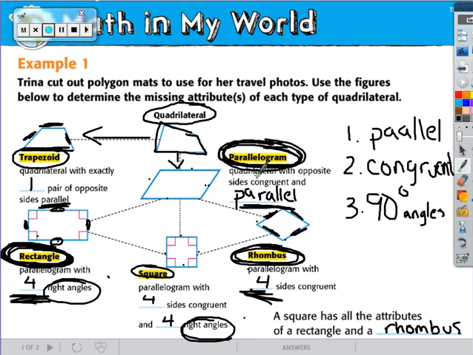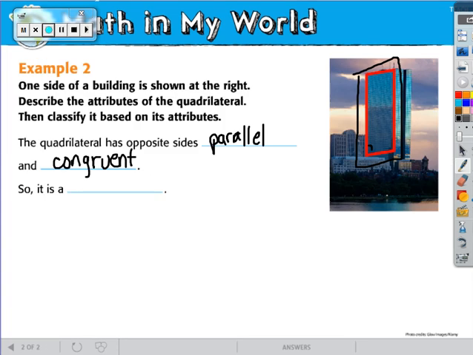So, we know it's a what? Parallel. Okay, does it fit the rhombus? No, because all 4 are not congruent. We have 2 pairs, right? Which means it can't fit the square. Now, does it have right angles? No. So what is the shape? It's a parallelogram.